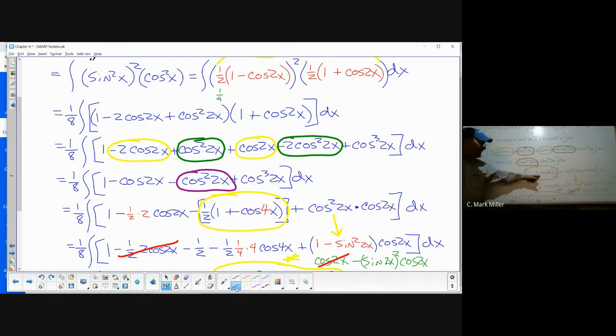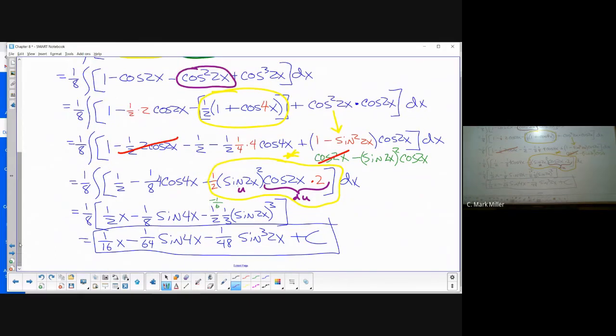So it becomes cosine 4x. So we have to apply that formula up there for cosine again because that one's squared. That's the only way to integrate cosine squared. And look, it's a mess.